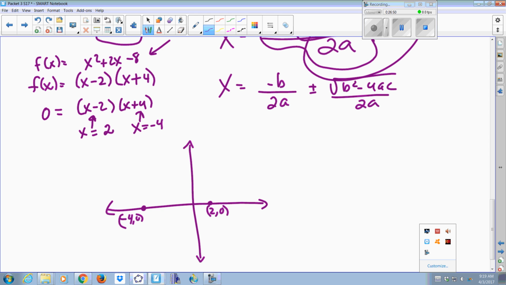We know since our leading coefficient here is 1, right? There's a 1 out there. That's the same number as there. So this is just opening up with the same shape as x squared, no stretching or compressing.